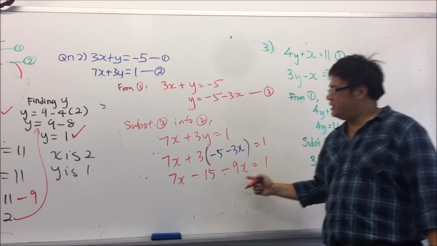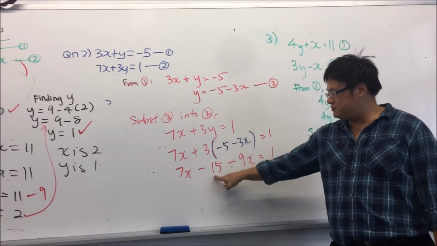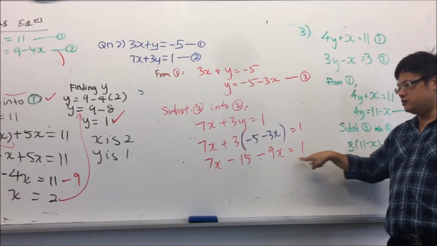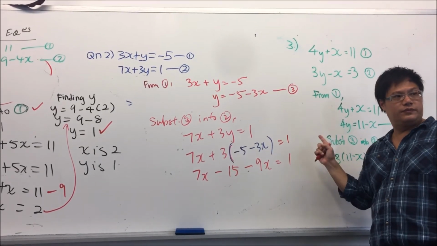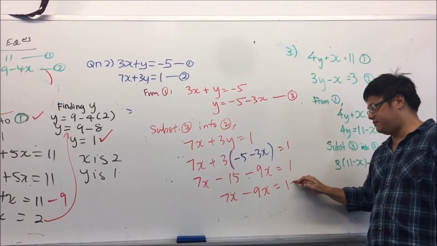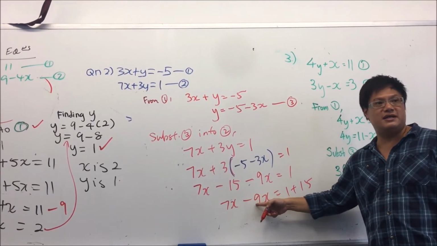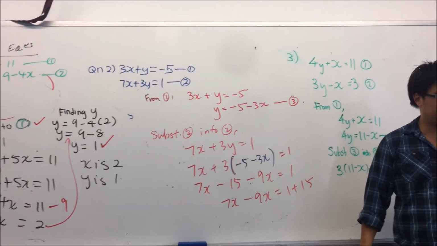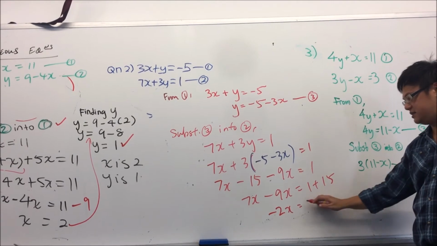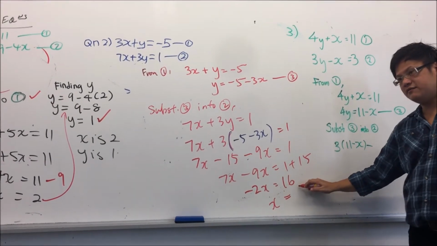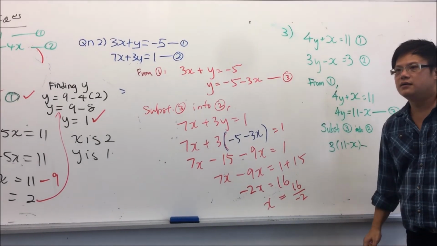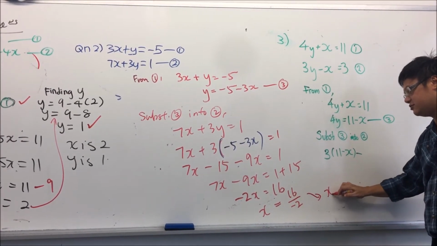Okay, from here, this is a minus 15. What can I do? Notice this x equals to number. Minus 15, what do I do? Very good. So I have 7x minus 9x equals to 1 plus 15. So what is 7x minus 9x? Minus 2. Very good. Minus 2x equals to 16. So x equals to what do I have? 16 over minus 2, no need x. So x equals to minus 8.